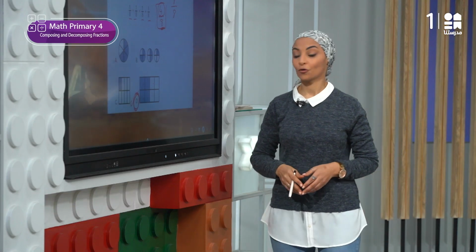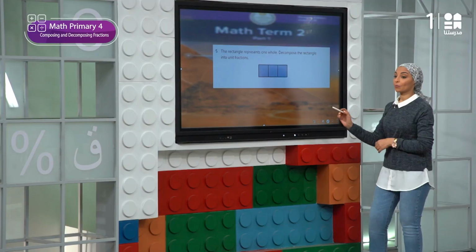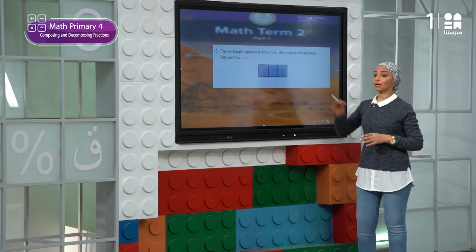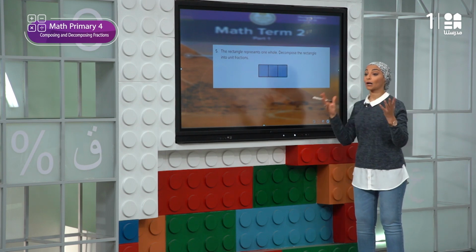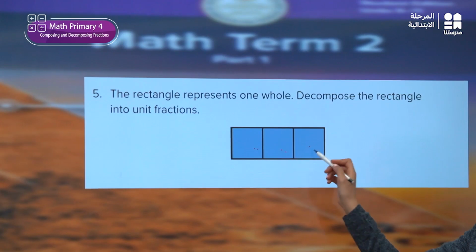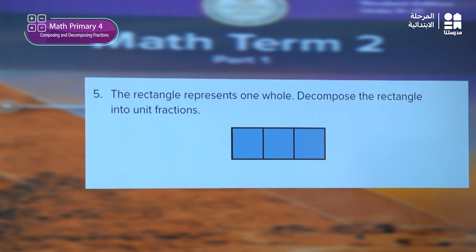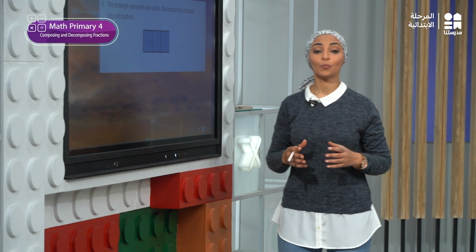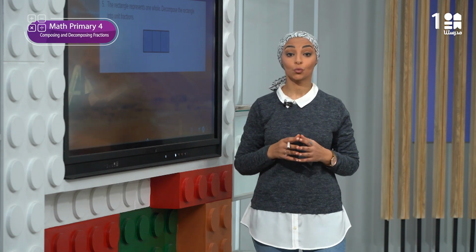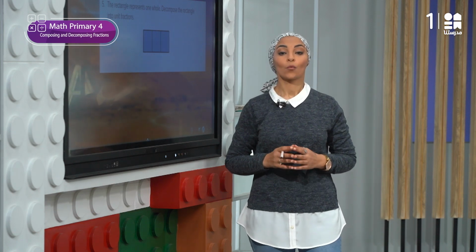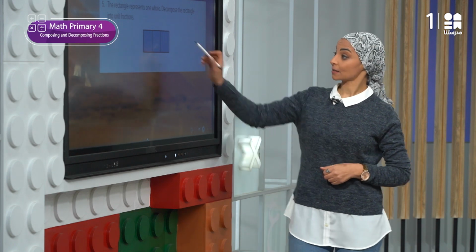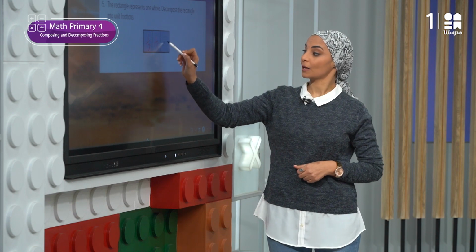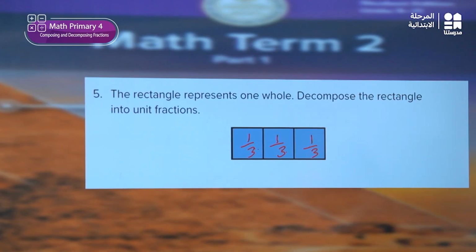And now let's move to problem number 5. In problem number 5, we have a drawn rectangle that represents one whole. We see that all parts are colored, so it is one whole, and it is divided into 3 parts. We are asked to decompose it into unit fractions. We will decompose it into what? Yes, I will decompose it into 1/3 plus 1/3 plus 1/3. Right?